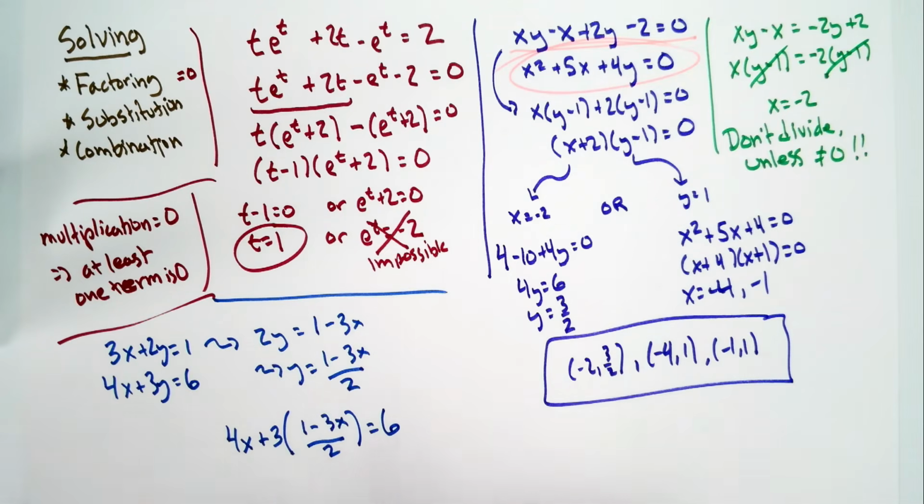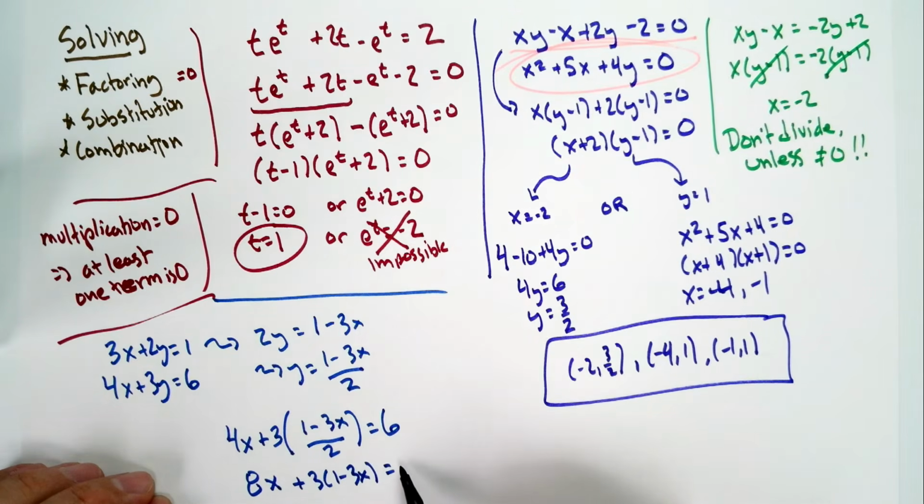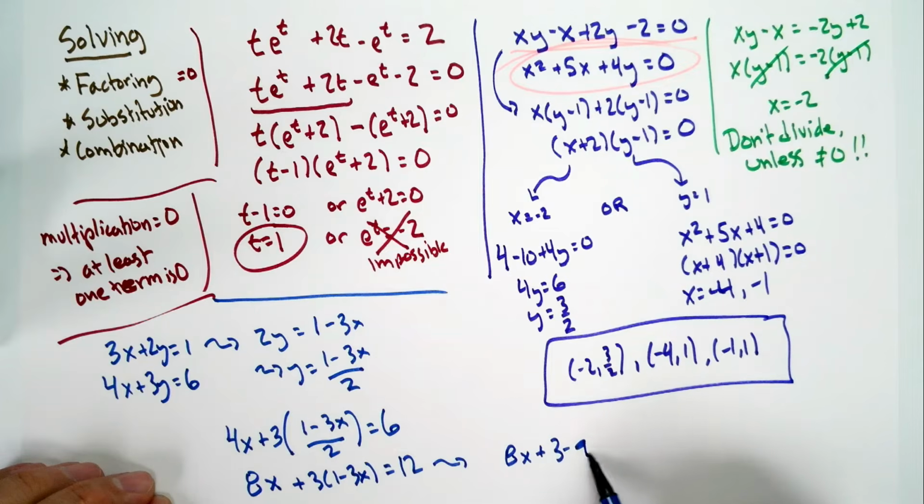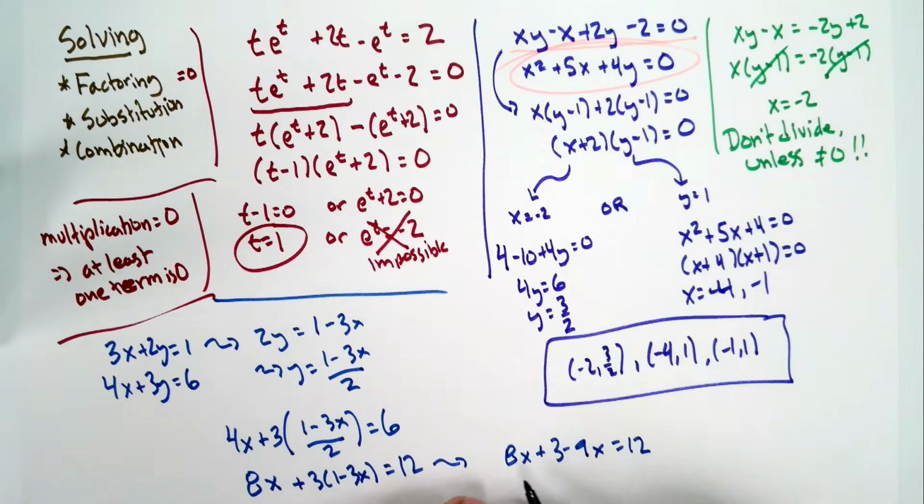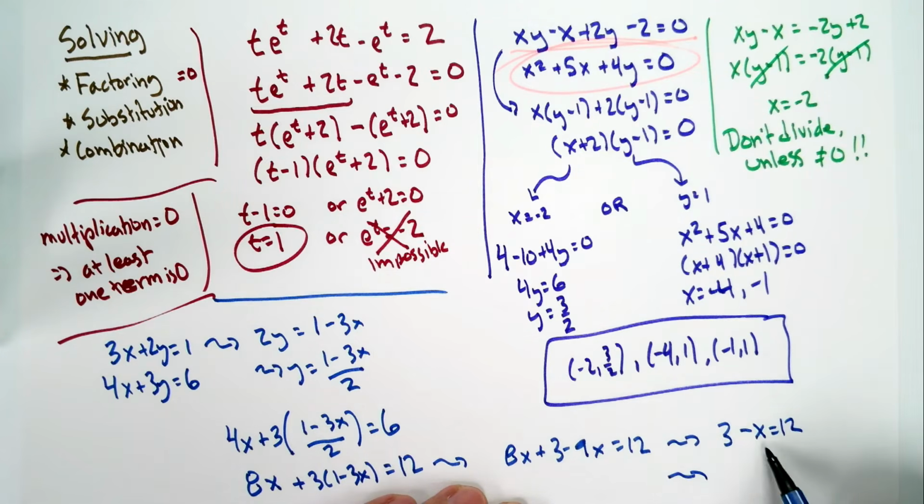All right. Well, probably fractions are not fun. So let's just multiply everything by 2 to get rid of the fractions. 8x plus 3 times 1 minus 3x equals 12. So everything got multiplied by 2. Now this becomes 8x plus 3 minus 9x, because the 3 distributes through, equals 12. And then what do we have? Well, we have 8x minus 9x, which is minus x. So this becomes 3 minus x equals 12. Or I can move the minus x across, move the 12 across. x equals 3 minus 12, which is negative 9.